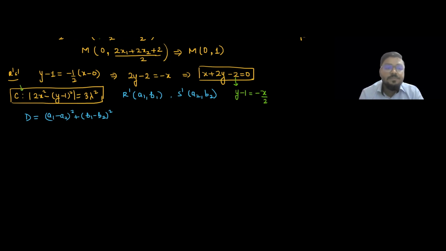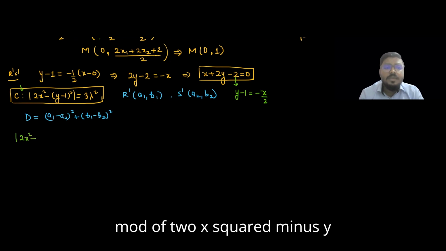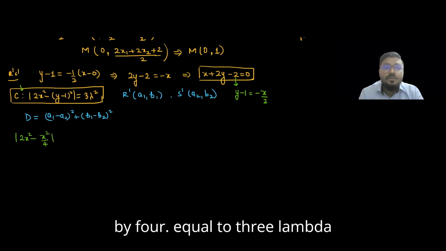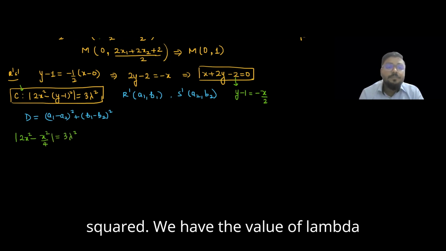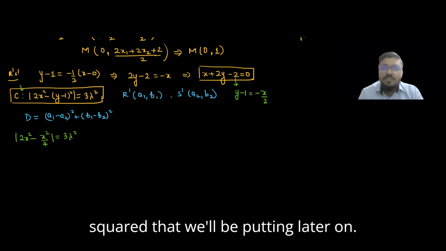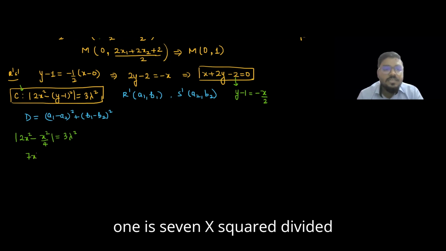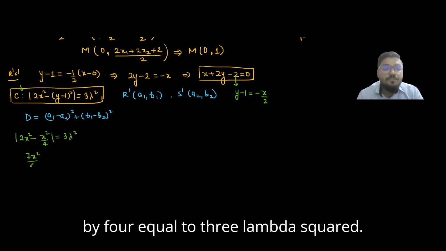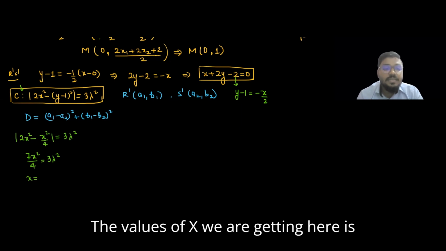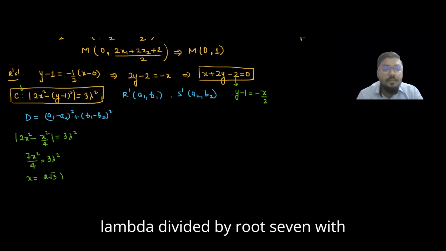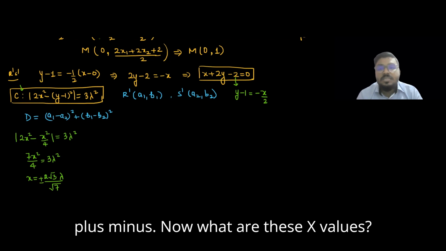So that will give us mod of 2x square minus y minus 1 whole square, which is now x square by 4, equal to 3 lambda square. We have the value of lambda square that we will be putting later on. So here 8 minus 1 is 7x square divided by 4 equal to 3 lambda square. The values of x we are getting here is root 2 root 3 lambda divided by root 7 with plus minus.